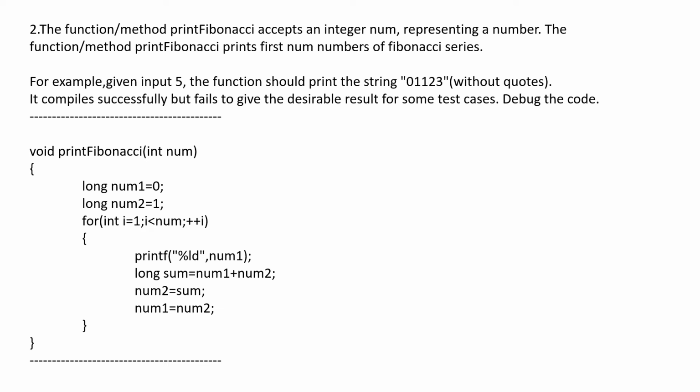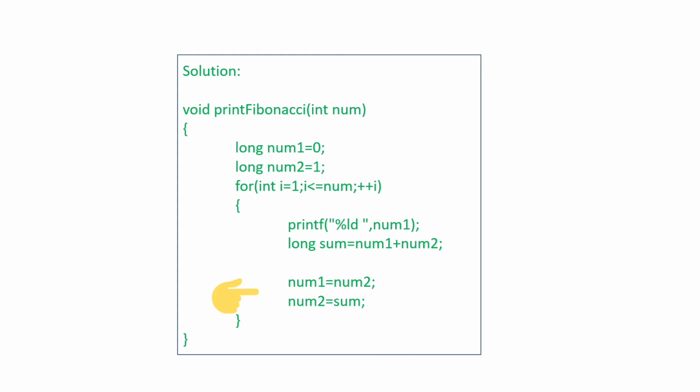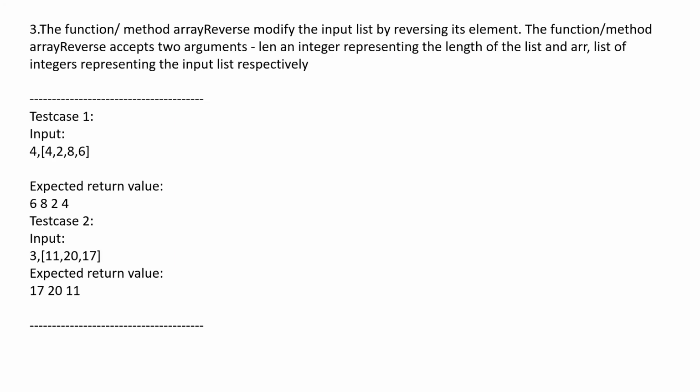It's not exactly a mistake, but first of all we have to assign num2 to num1. So num1 is equal to num2, then after that num2 is equal to sum. We have to interchange the last two lines. That's the correct solution. Once we print the number, basically after printing the number, we have to swap it. I mean num1 is equal to num2, and then after that num2 is equal to the sum or previous Fibonacci number.